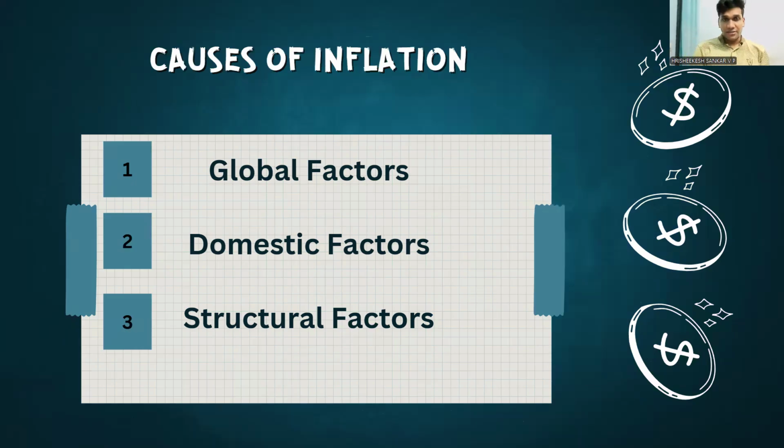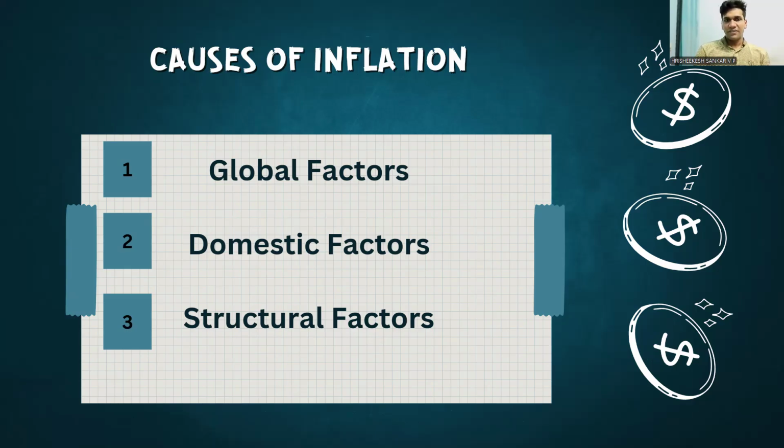Now, causes of inflation. First one is global factors. The global factors include high crude oil prices, and there has been increased manufacturing and transportation costs. Recently, after the pandemic, there has been a disruption in the global supply chain. The geopolitical tensions are also increasing. So these are the major global factors which have caused inflation.